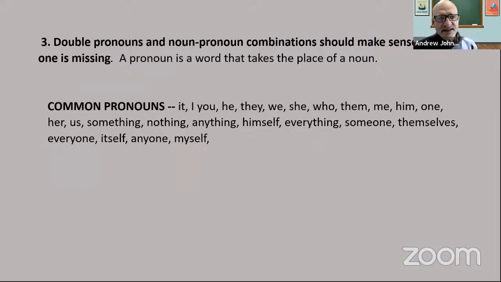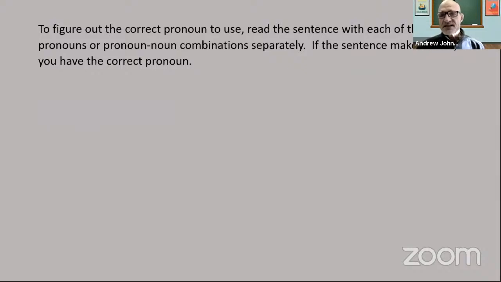This is where it gets a little dicey. Double pronouns should make sense when one is missing. A pronoun is a word that takes the place of a noun. For example, personal pronouns such as I, me, you, him, and she take the place of a proper noun. Examples of common pronouns are seen there. Now, this is how you figure this out. Read the sentence with each of the pronouns or pronoun-noun combinations separately. If the sentence makes sense, you have the correct pronoun.